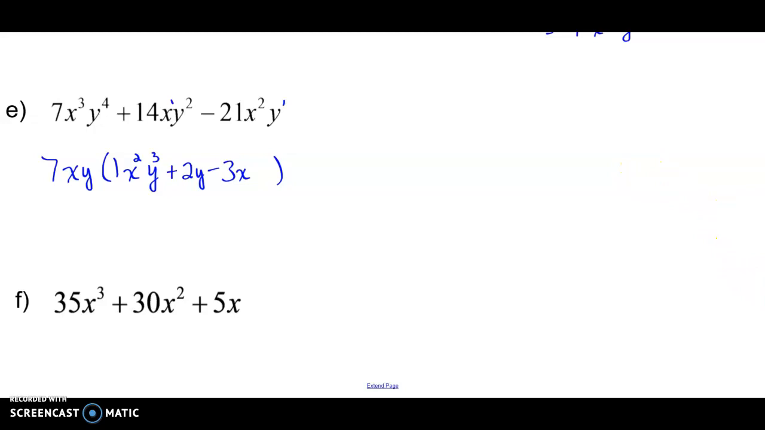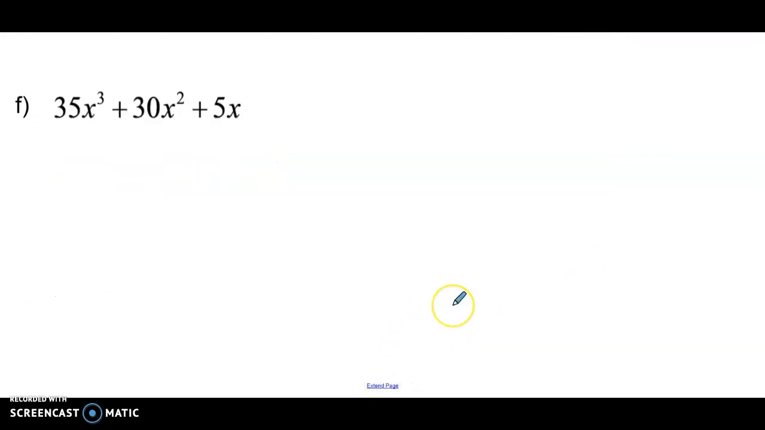All right, if we look at the very last question there, we've got some more letters happening. So we've got x cubed, x squared, x to the 1. I'm going to look at my numbers as well. My GCF would be 5. Between my letters, the smallest exponent would be x, or x to the power of 1. Then I'm going to multiply through.